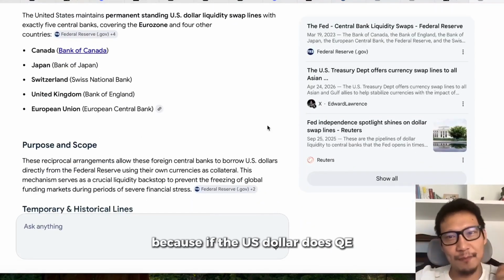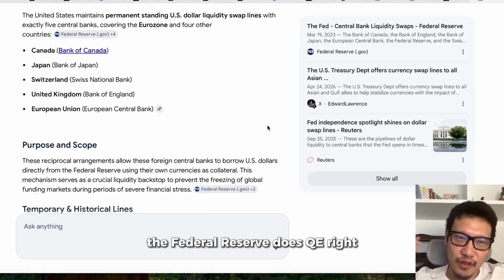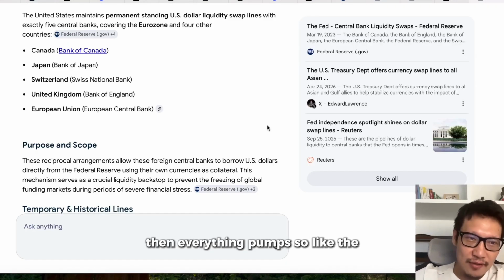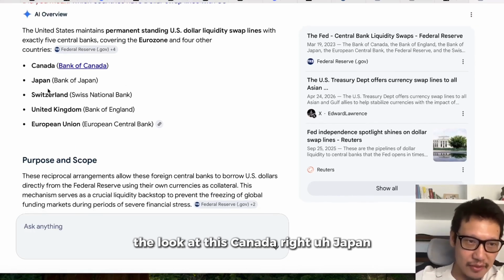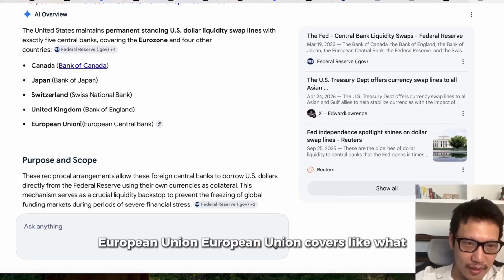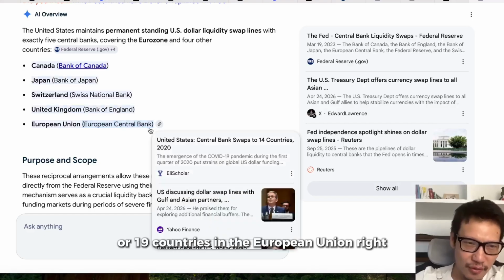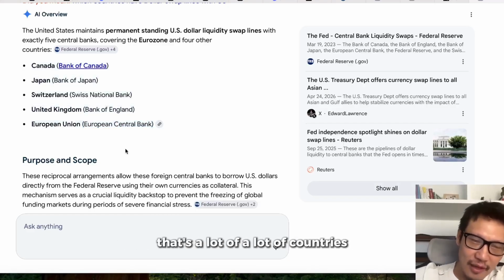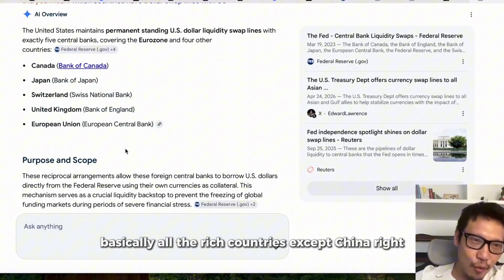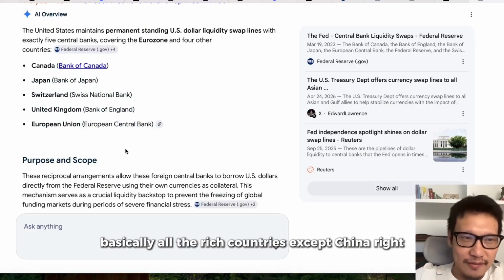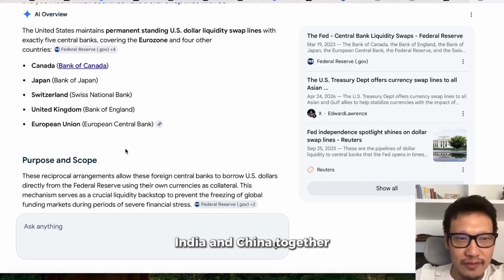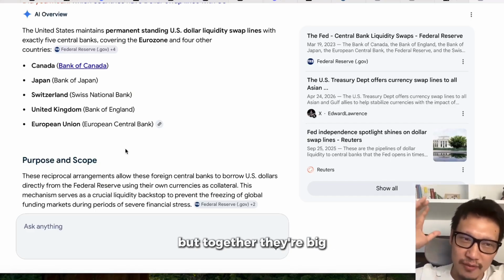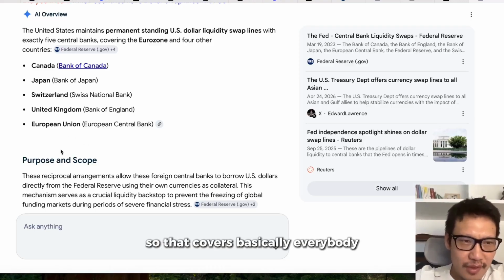Because if the Federal Reserve does QE, then everything pumps. Look at this: Canada, Japan, Switzerland, UK, European Union. The European Union covers like 24 countries, or 19 countries, right? That's a lot of countries. Basically all the rich countries, except China. You might include India, because India and China together are big, though the people are not rich on average. So that covers basically everybody.